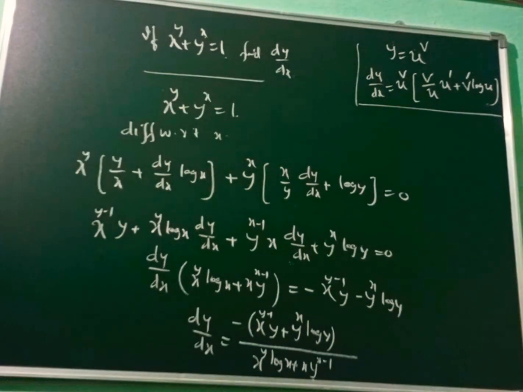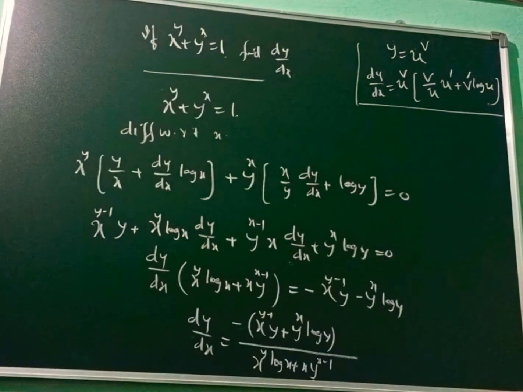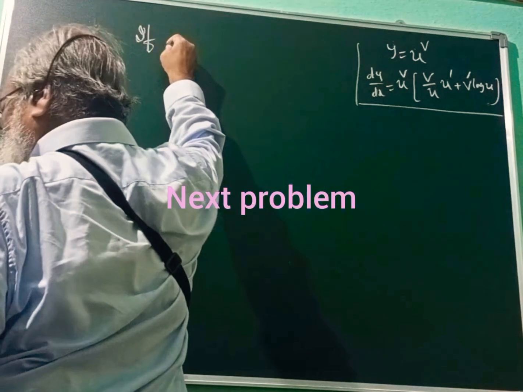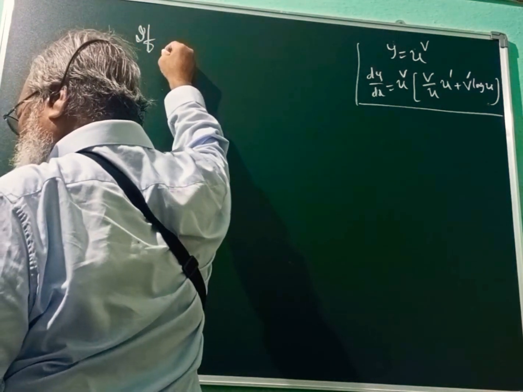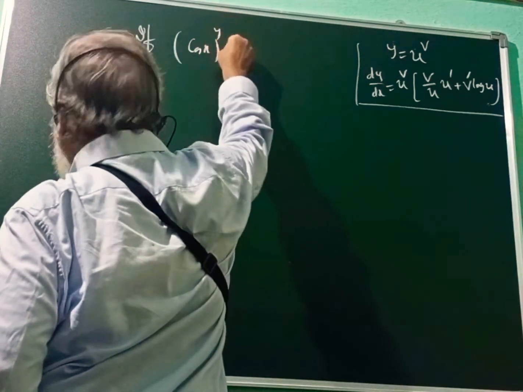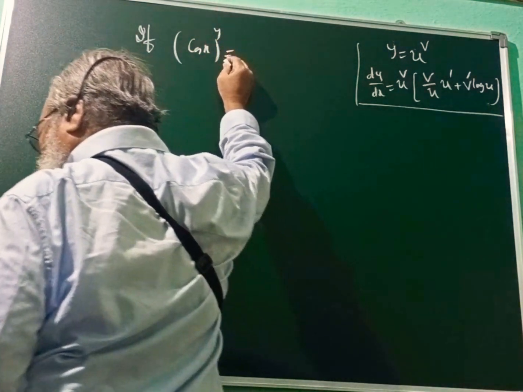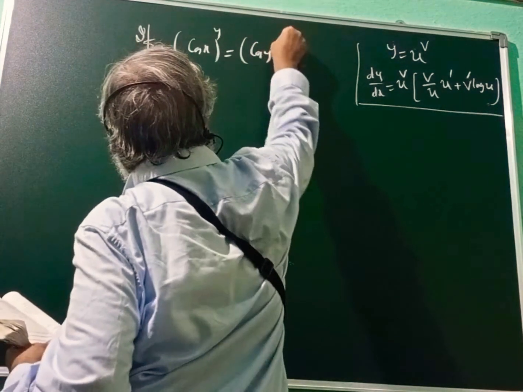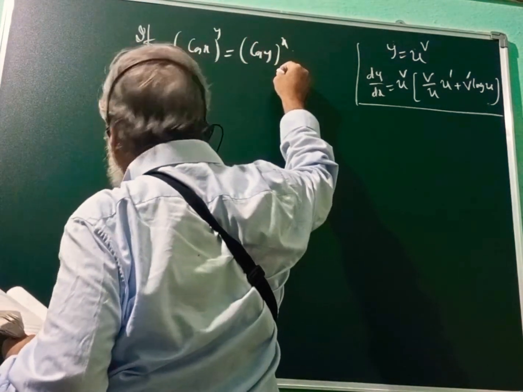If cos x raised to y is equal to cos y raised to x, find dy by dx.